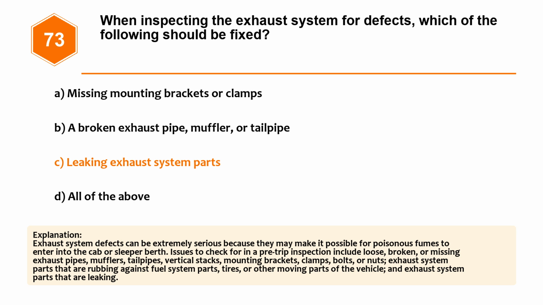Explanation. Exhaust system defects can be extremely serious because they may make it possible for poisonous fumes to enter into the cab or sleeper berth. Issues to check for in a pre-trip inspection include loose, broken, or missing exhaust pipes, mufflers, tailpipes, vertical stacks, mounting brackets, clamps, bolts, or nuts, exhaust system parts that are rubbing against fuel system parts, tires, or other moving parts of the vehicle, and exhaust system parts that are leaking.